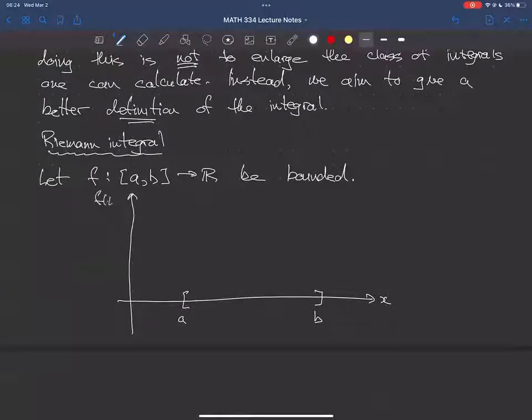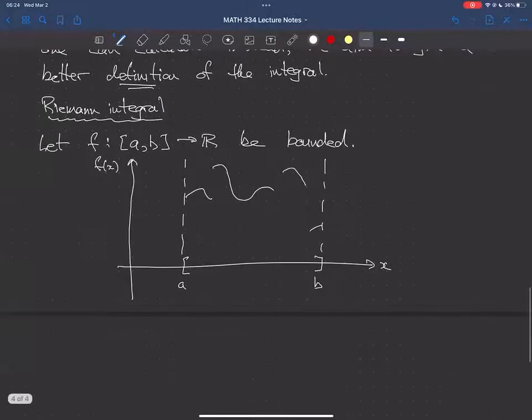So I have a bounded function f of x. I'm going to draw it like it's positive, but it doesn't need to be. So it's some bounded function, and I want to emphasize the fact that it's not continuous. So here's what I do. The first thing I do is I make a partition of the interval AB.